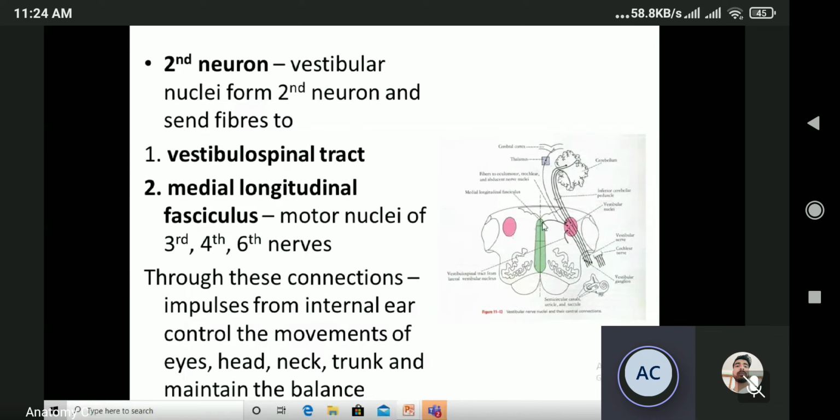Now, through the connections of the vestibular nerve, it controls the movements of the eyes as well as the head, neck, and trunk, and it also maintains the balance. So through all these connections, vestibulospinal, medial longitudinal fasciculus, and flocculonodular lobe, it helps to control the movements of the head, neck, trunk, as well as the eyes.